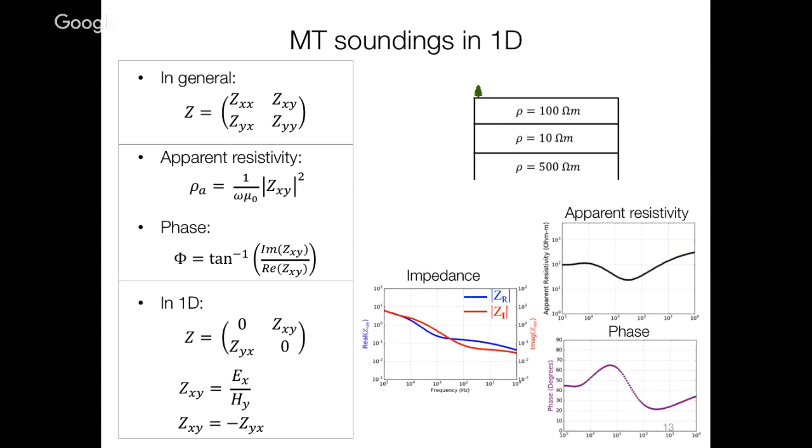So in 1D, this impedance tensor has 2 off-diagonal elements, but they're both the same, because if it's a 1D Earth, I can't tell the difference between here and there, right? So if this is Ex, that's Hy, it's going to be the same here. So these 2 are the same, and so there's really only one number.